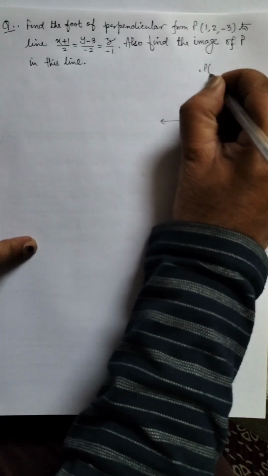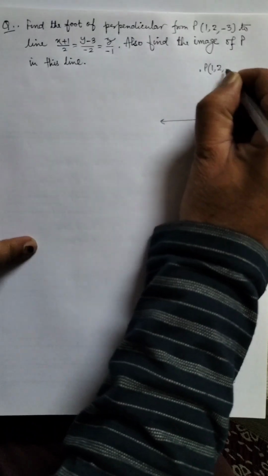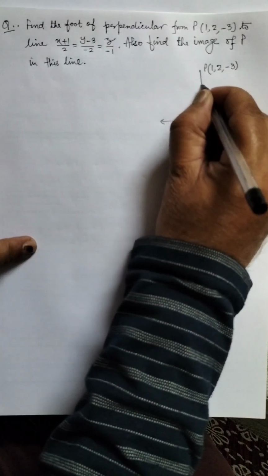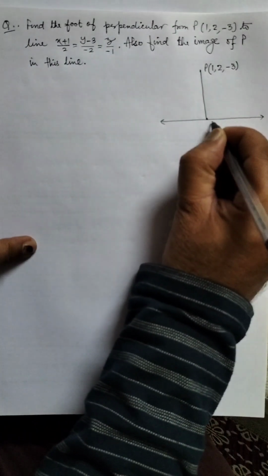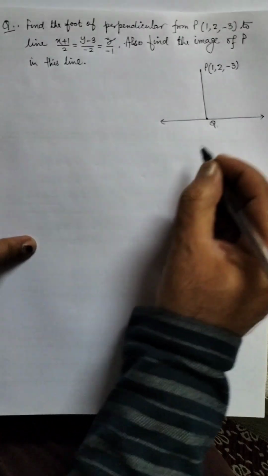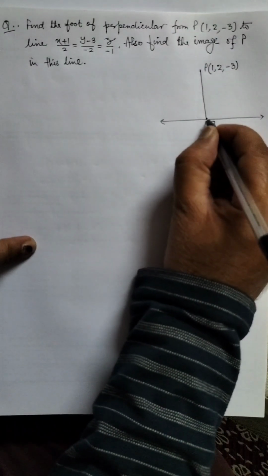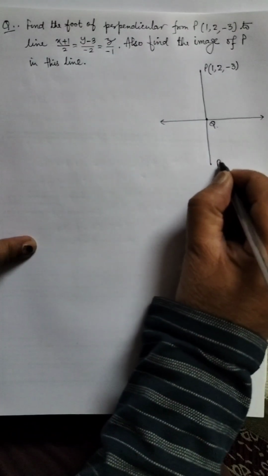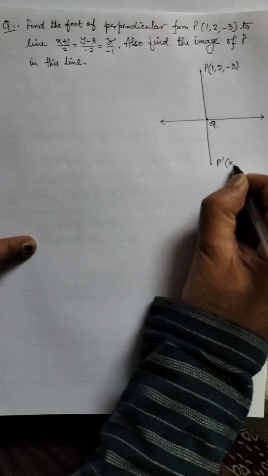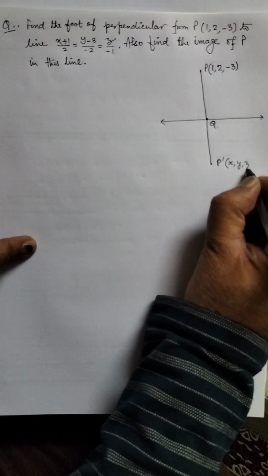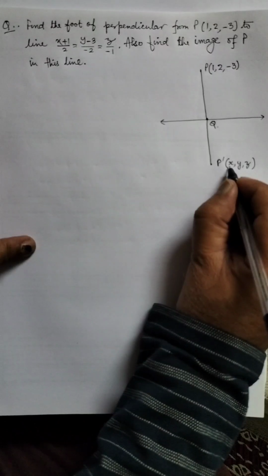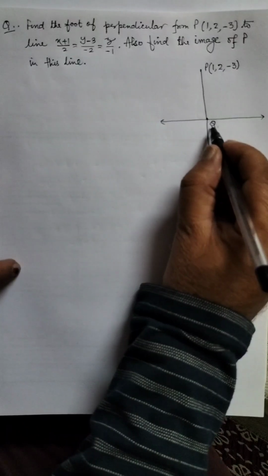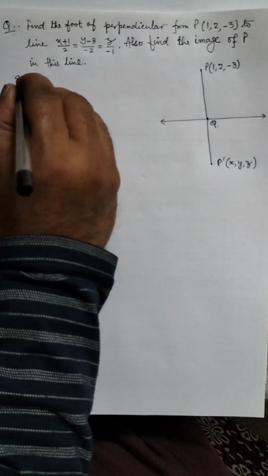whose coordinates are given 1, 2, -3. A perpendicular is dropped from this point to the line. Say Q is the foot of the perpendicular. We have to find the coordinates of point Q and also the image of this point P above the line, say P dash. Suppose its coordinates are x, y, z. So we have to find the values of x, y, and z also, and the foot of the perpendicular, that is point Q. So let's start the solution.